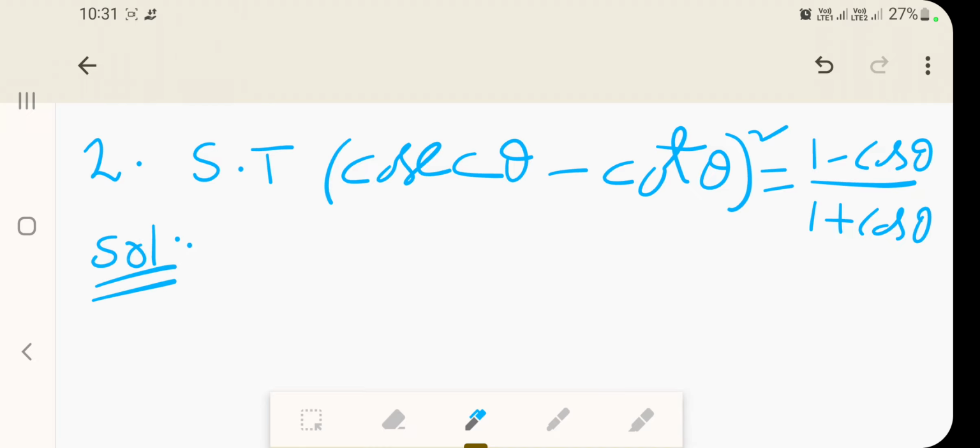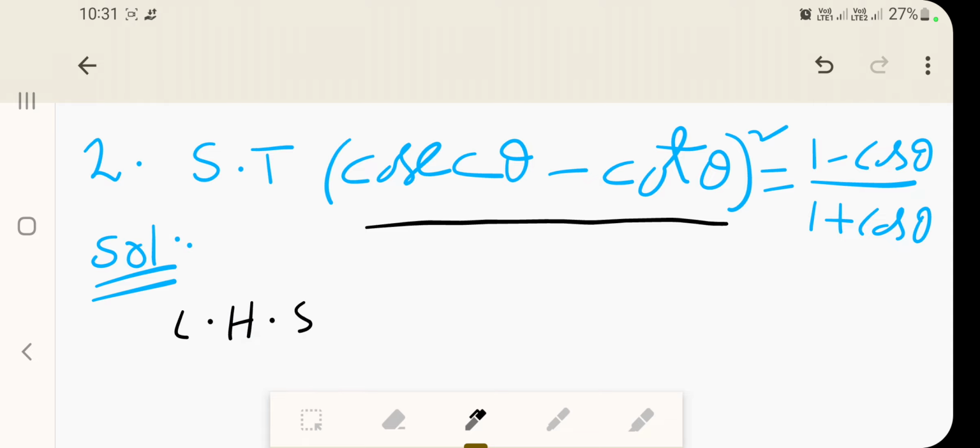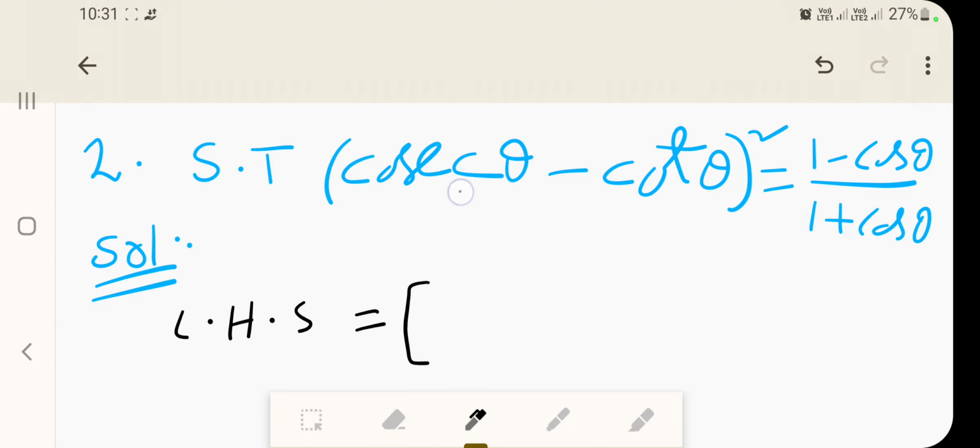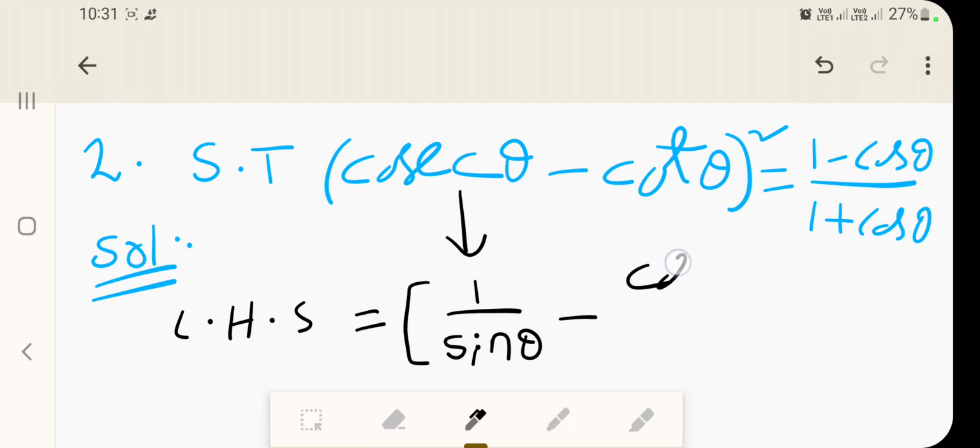Okay, so here in this problem we can start with the LHS part, that is (cosecant theta minus cot theta) whole square, and in place of cosecant theta we can write it as 1 by sin theta. We know that cosecant theta is 1 by sin theta and cot theta is nothing but cos theta divided by sin theta. This you have to remember.